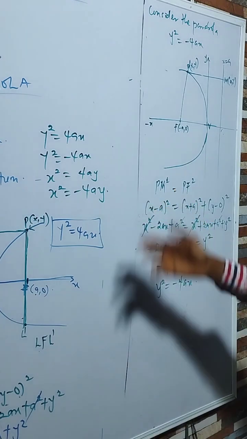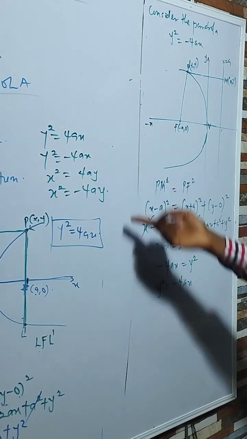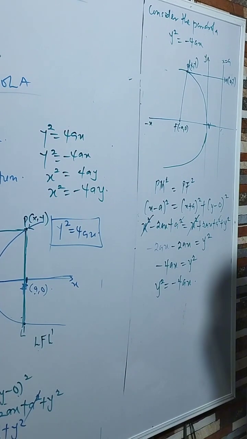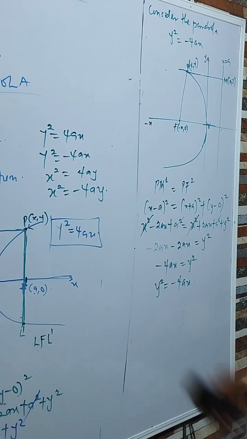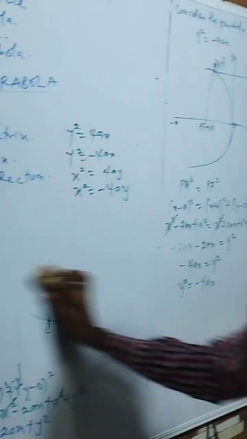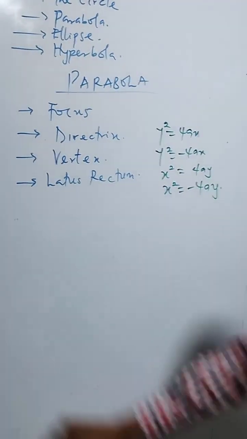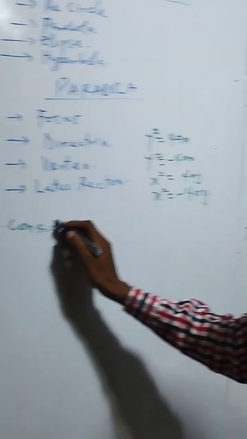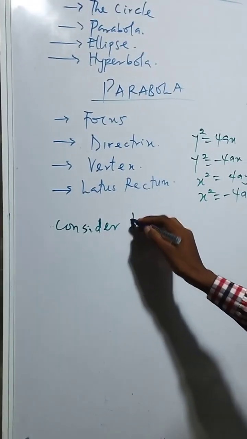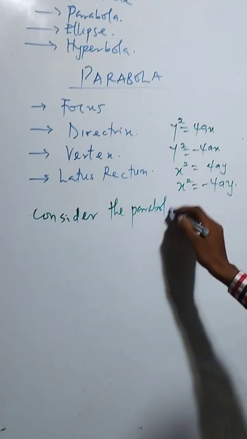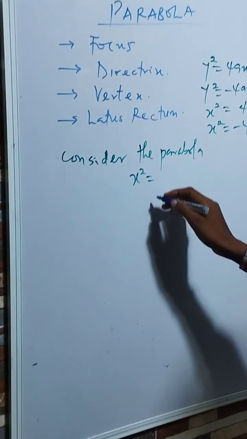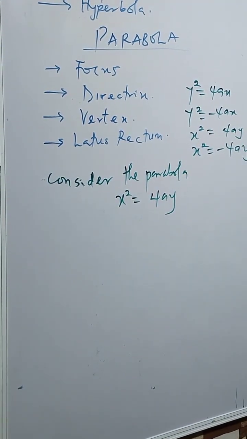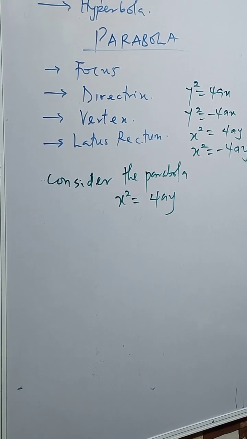So now let's look at other forms, which is x squared equals 4ay. Let's also look at the form x squared equals minus 4ay. In that regard, it will be drawn this way. I'll be solving it and showing that here. Let's consider the parabola x squared equals 4ay.